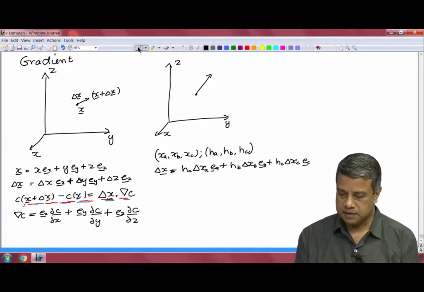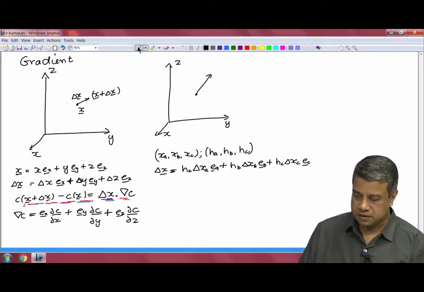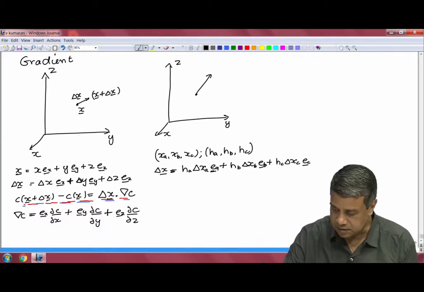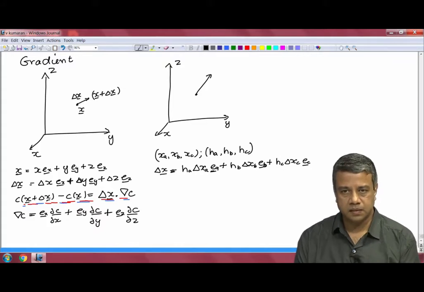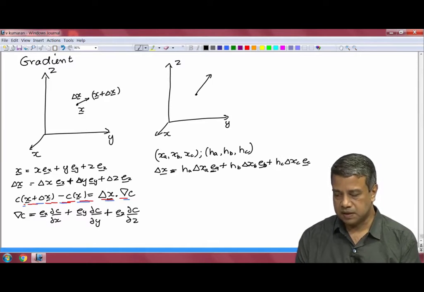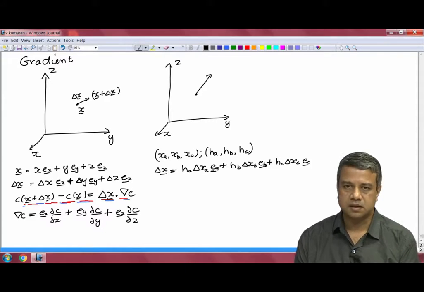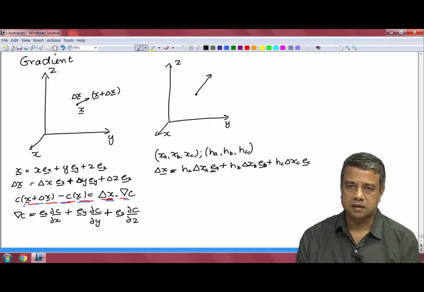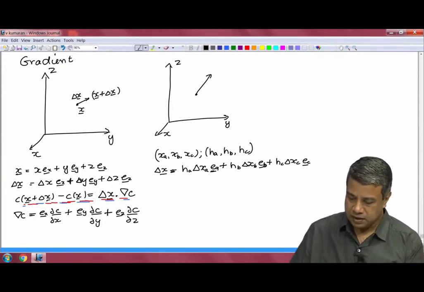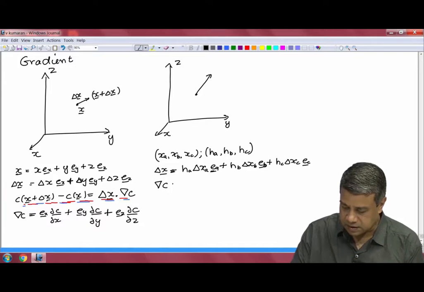So, the differential displacement in a curvilinear coordinate system is H A delta x a times E A, where E A is the unit vector, plus H B times delta x b times E B plus H C times delta x c times E C, where E A, E B and E C are perpendicular to each other in an orthogonal coordinate system. Delta x a, delta x b and delta x c are the increments in the coordinates, and H A, H B and H C are the scale factors which result in delta x vector having the dimension of length.